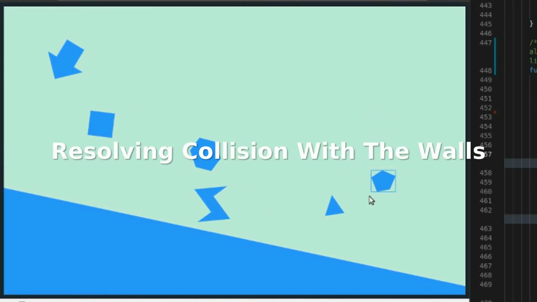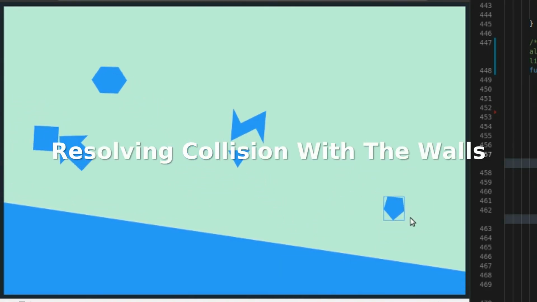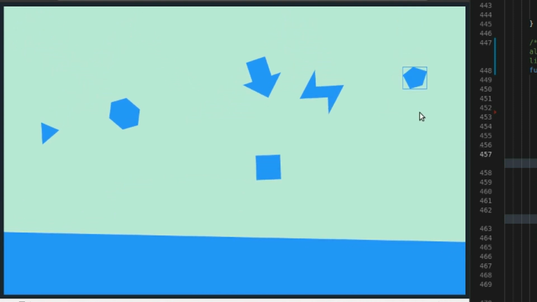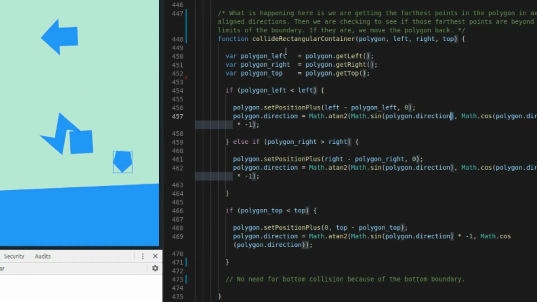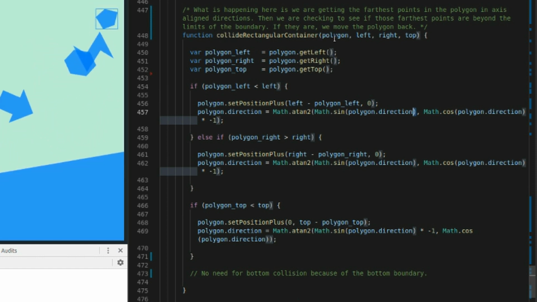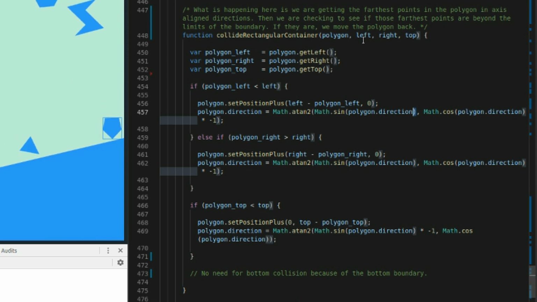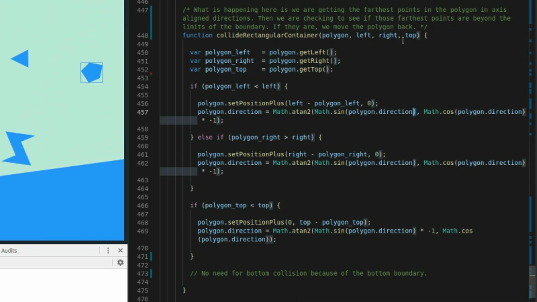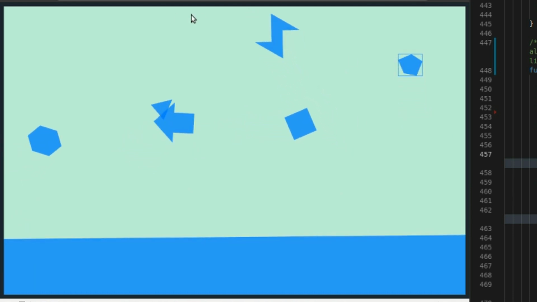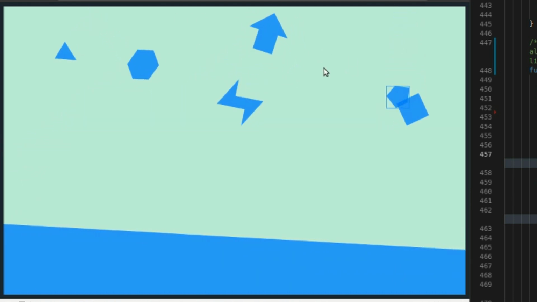Now that we know how to get the hitbox, we looked at the code, we looked at it visually, and we know how to get the hitbox of our polygon, let's take a look at actually implementing collision. So I have this function here called collide rectangular container. It takes a polygon object. It has the left, right, and top coordinates of our container, in this case the world. So left, right, and top are going to refer to the left, right, and top sides of the world here.